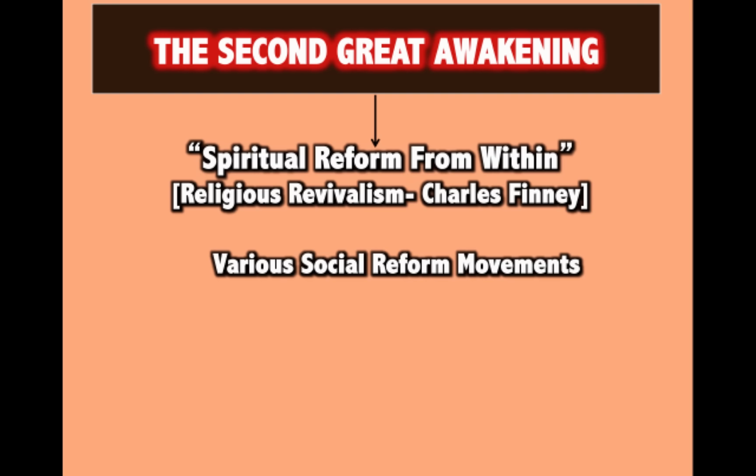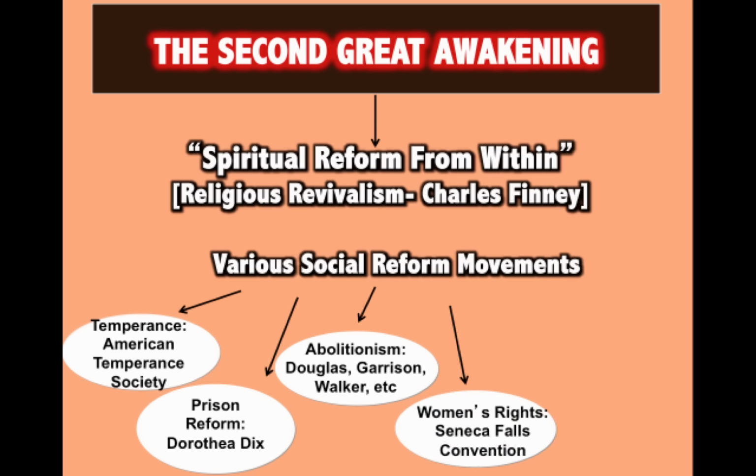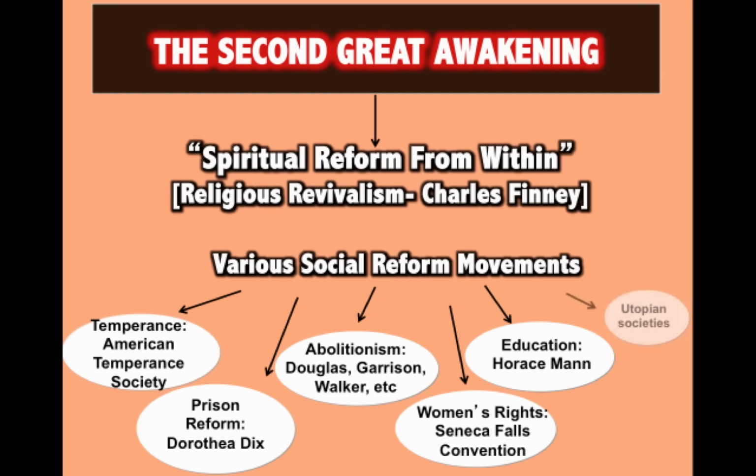But also during this time period, you have various social reform movements. You have the temperance movement, the American Temperance Society trying to get people to stop drinking. You have prison reform by Dorothea Dix. You have the abolitionist movement, people like Frederick Douglass, William Lloyd Garrison, David Walker, and many, many others. You have the women's rights movement, Seneca Falls we've seen, education in the North in Massachusetts with Horace Mann, and a whole bunch of utopian societies, some religious, such as the Mormons and the Shakers, others like Brook Farm, where they're trying to create these model idealistic communities to reform society.